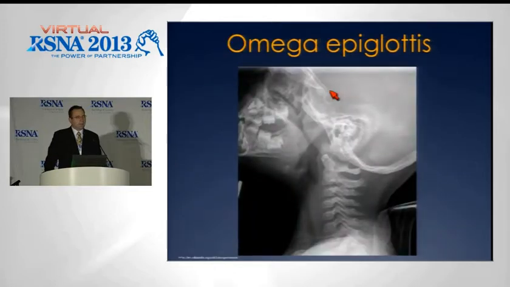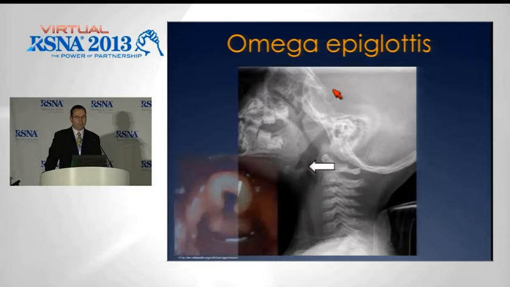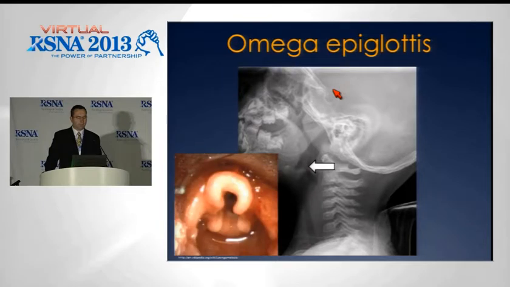Not all thickened epiglottises are abnormal. This is omega epiglottis. If you look at that thickened epiglottis, there is no thickening of the aryepiglottic folds. Omega epiglottis can be associated with laryngotracheomalacia, where the epiglottis is shaped like an omega and thus gives you a thickened view on the lateral view.